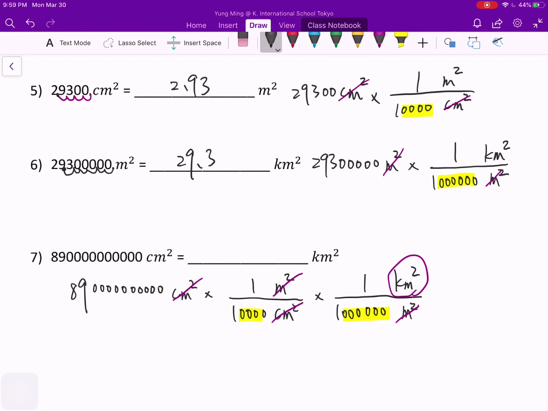That basically means what? I need to cancel out 1, 2, 3, 4, 5, 6, 7, 8, 9, 10 zeros over here. Well, isn't that exactly what we have over here? That basically means we cancel everything out. We're going to have 89 left.